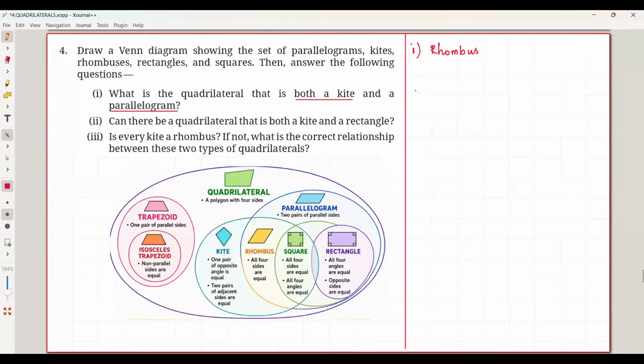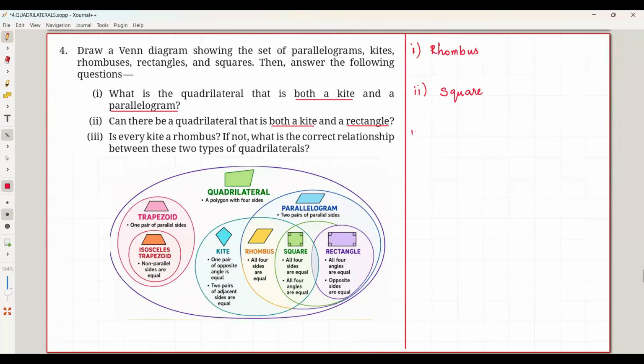Now, the second one: can there be a quadrilateral that is both a kite and a rectangle? Square is a quadrilateral that is both a kite and a rectangle. The parallelogram will not come, because parallelogram angles are not 90 degrees, correct? Only the square satisfies the properties of a kite as well as a rectangle. So the second answer is square.